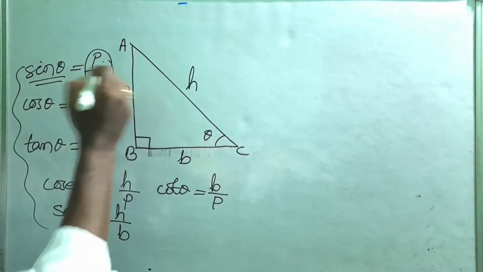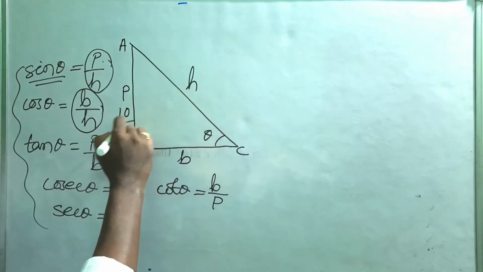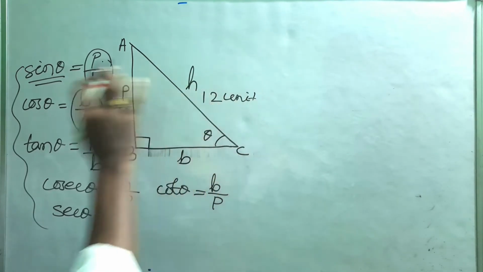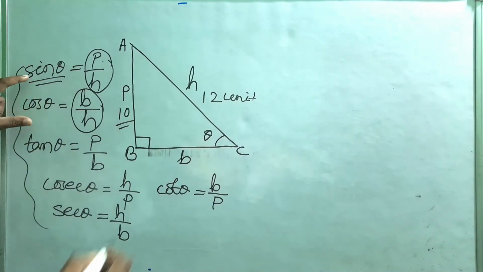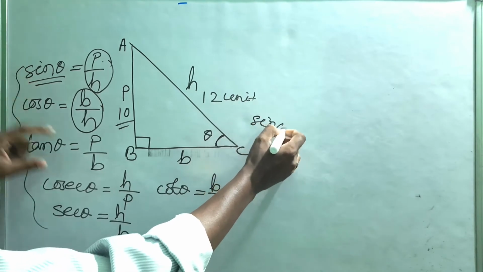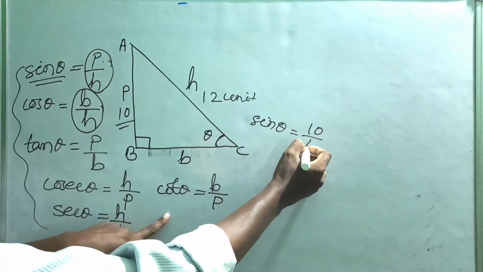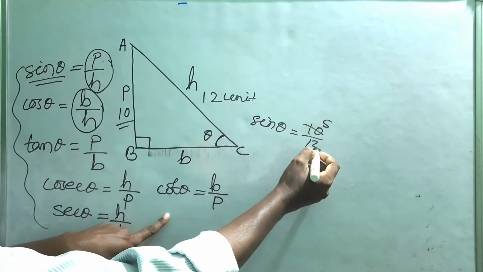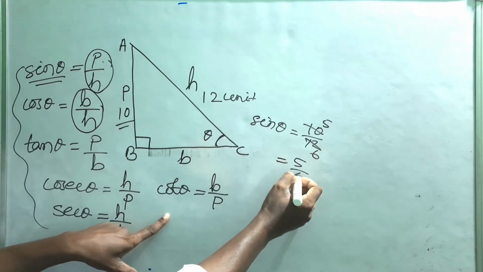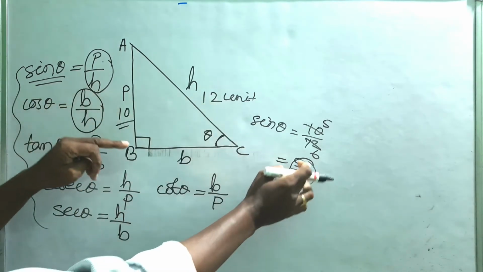Now the question is, suppose this is 10 unit and this is 12 unit. Now if we take sin theta, what will be the sin theta here? Sin theta is p by h, so that means 10 by 12. Okay. Now if we cancel this one with 2, it will be 5 by 6. So this is the ratio. That means the ratio of this side to this side is 5:6.